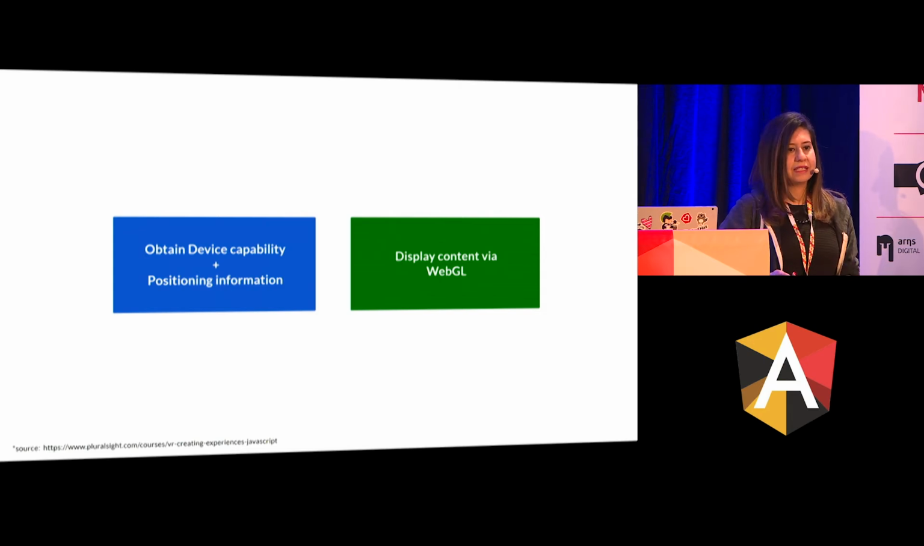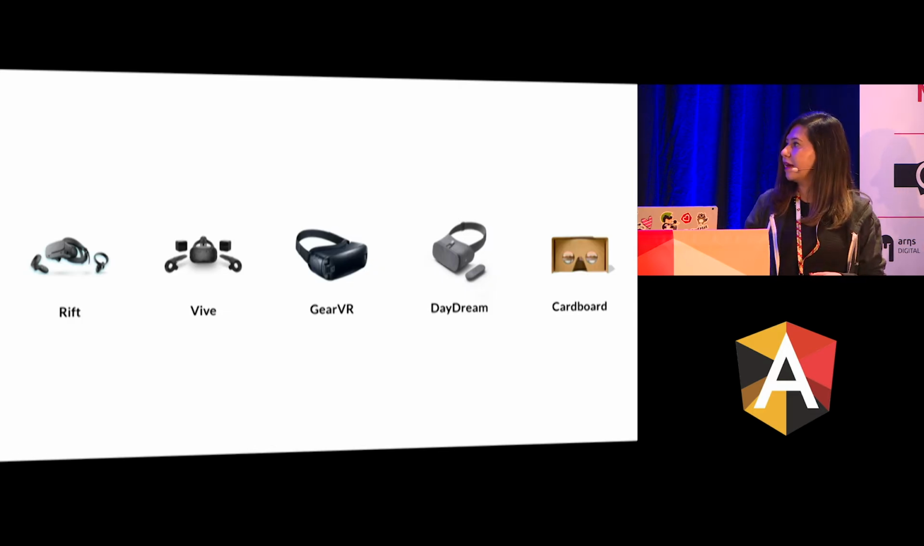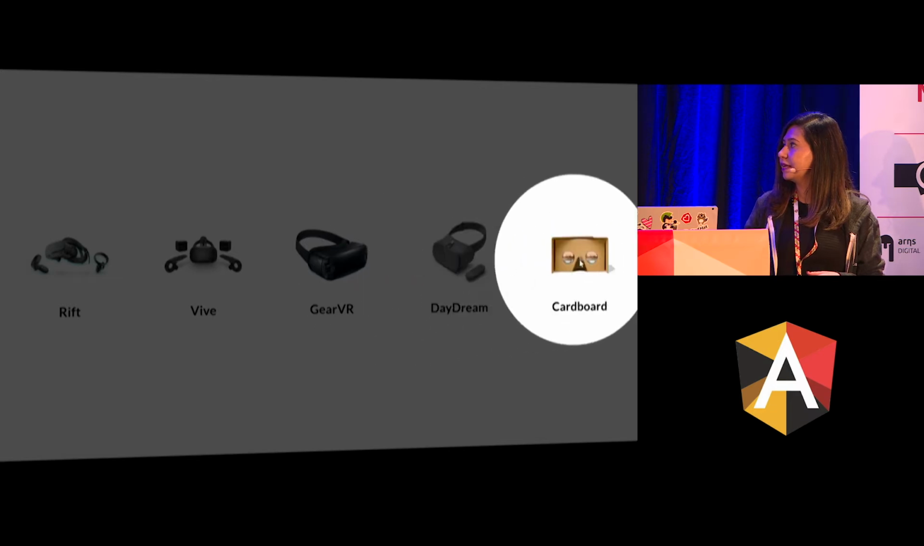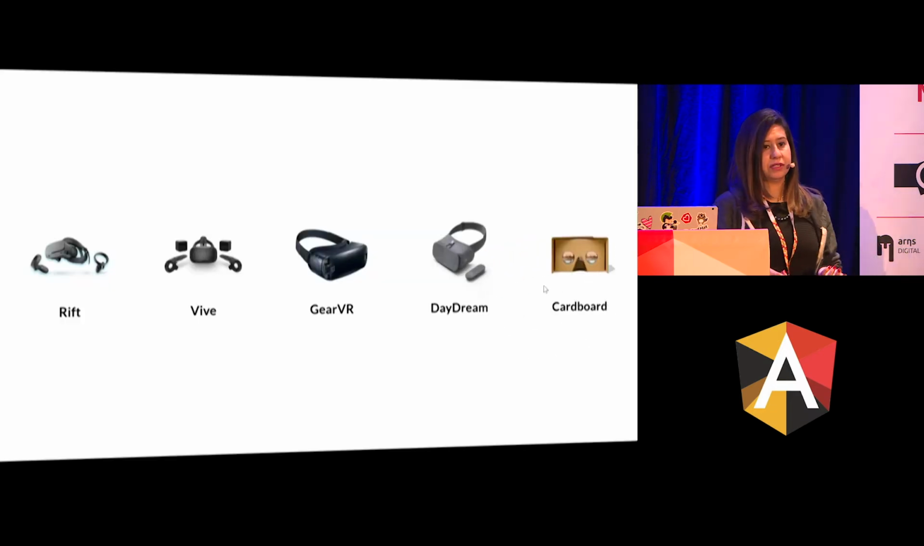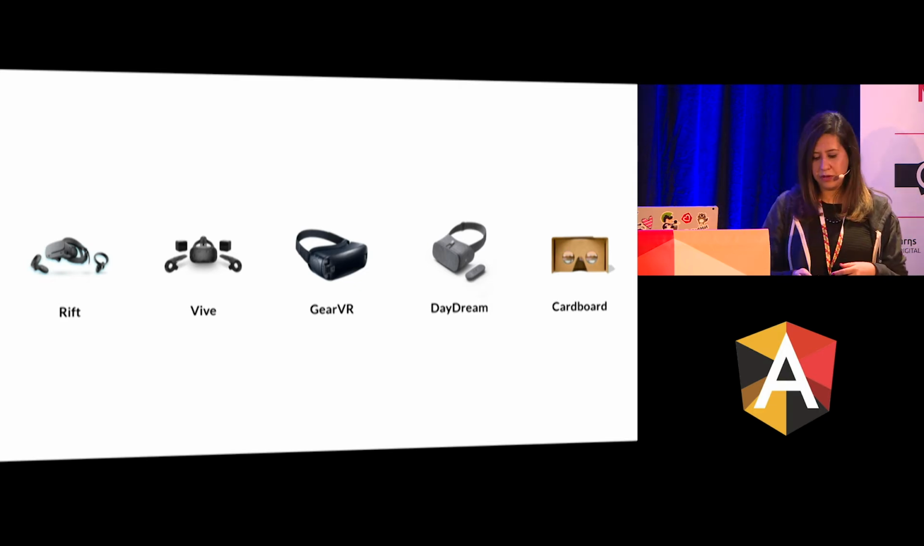And then the other thing is that the browsers have an API. The browsers can tell you what capabilities the headset you are using right now has. If we go back to these headsets, you can see that some of them have two controllers, some of them have one, and Cardboard has only a button. So the browser can tell you what this headset can currently do for you.